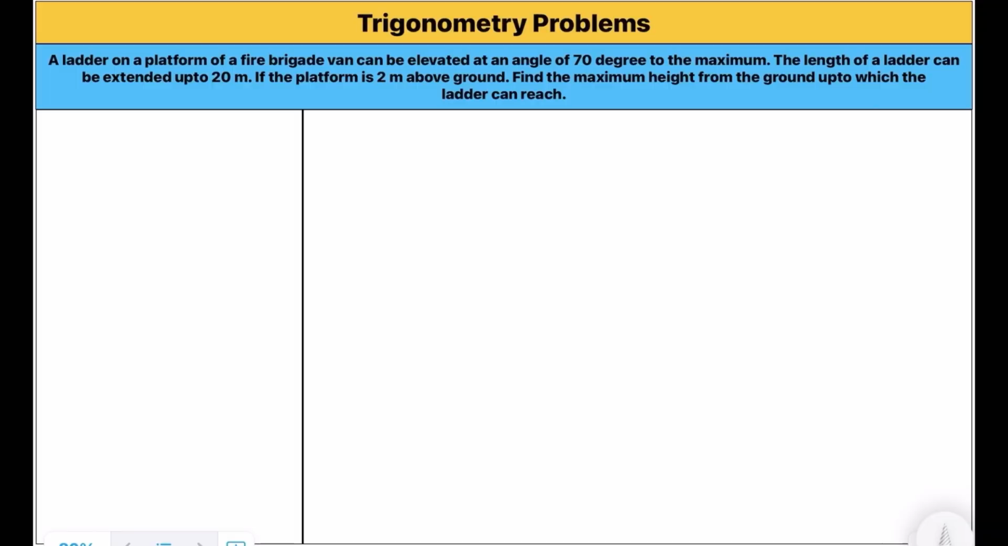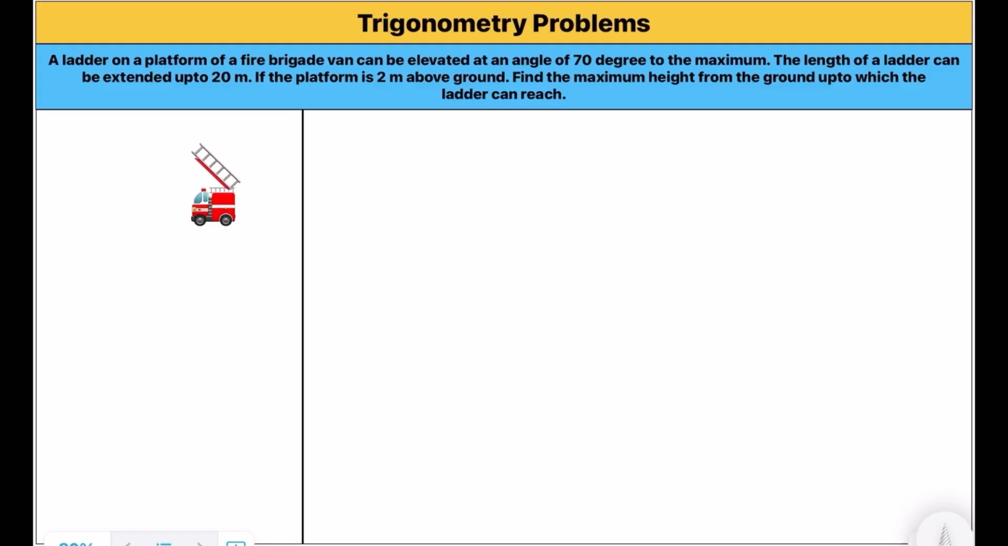Let us solve an interesting problem. A ladder on a platform of a fire brigade van can be elevated at an angle of 70 degrees to the maximum. The length of the ladder can be extended up to 20 meters. If the platform is 2 meters above the ground, find the maximum height from the ground up to which the ladder can reach. We have to visualize this to solve it correctly.